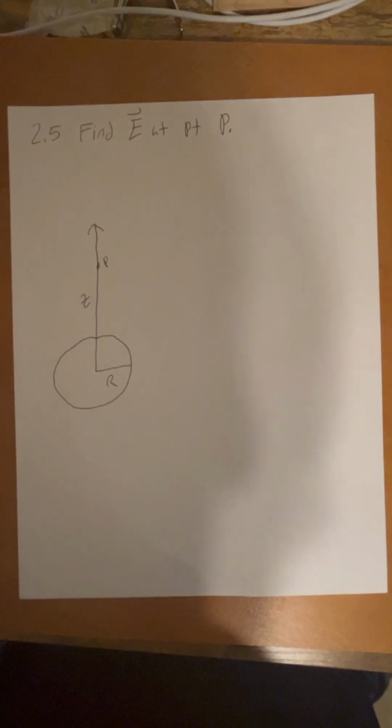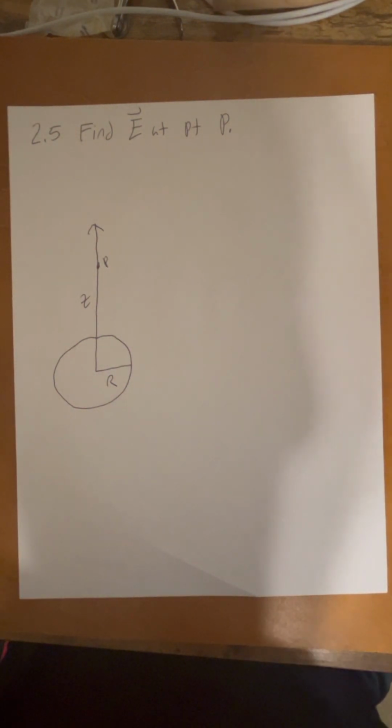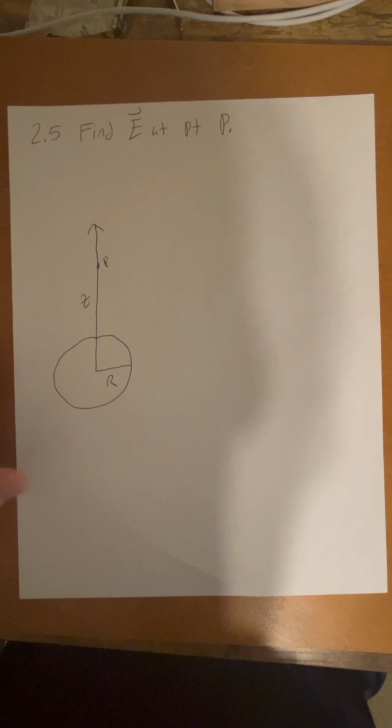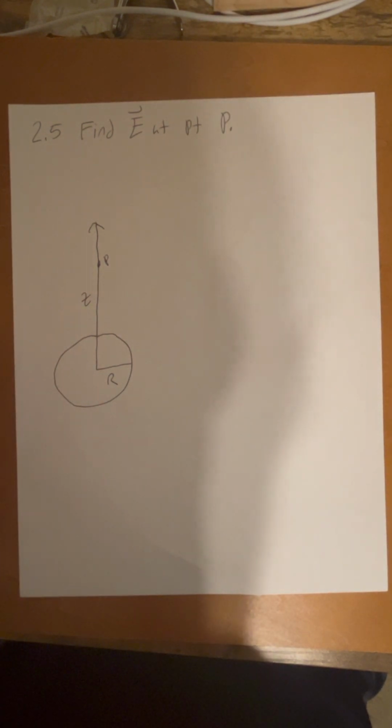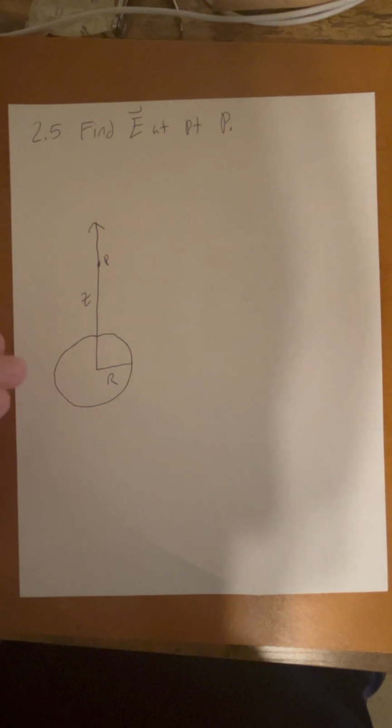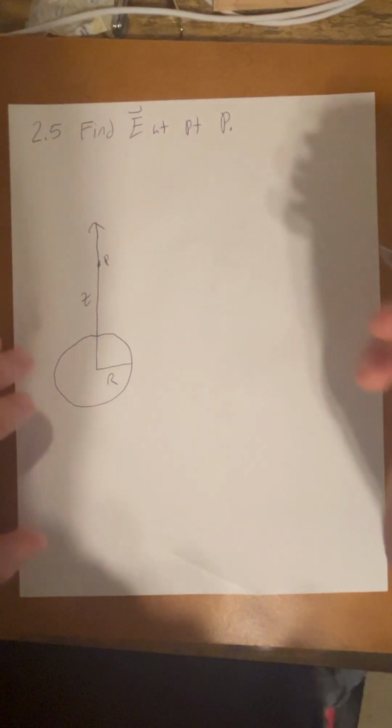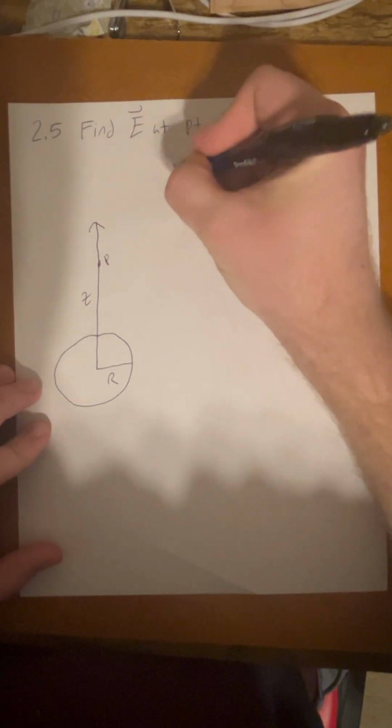Hello, I am Justin Huey, and today I'm doing problem 2.5 from the textbook, in which we'll find the electric field at a point P due to a ring of charge laying on the xy plane. Point P is at a distance z on the z-axis. So to begin with, let's write down our electric field equation.